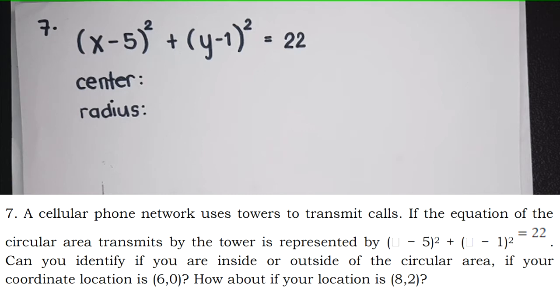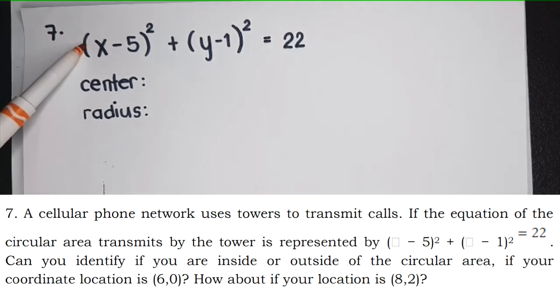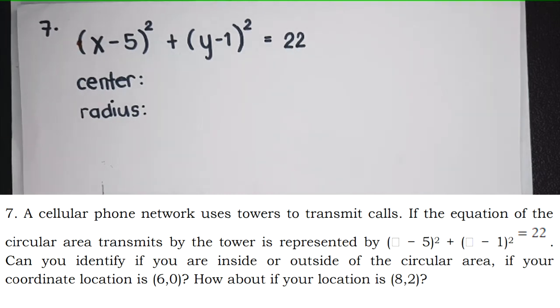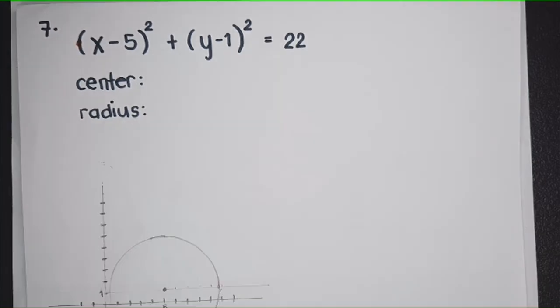Okay, lastly, we have number 7. This is a word problem. Okay? So, the word problem goes like this. A cellular phone network uses towers to transmit calls. Okay? So, if the equation of the circular area transmitted by the tower is represented by this equation, (x - 5)^2 + (y - 1)^2 = 22. So, we're asked to identify if you are inside or outside the circular area if your coordinate location is at the point (6, 0). Okay? And then, what about if you are at the point (8, 2)?